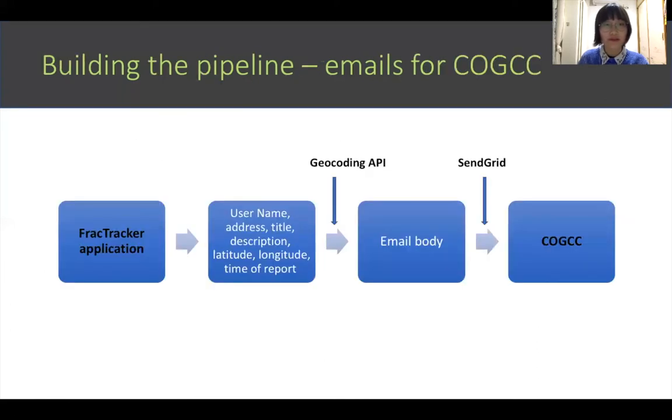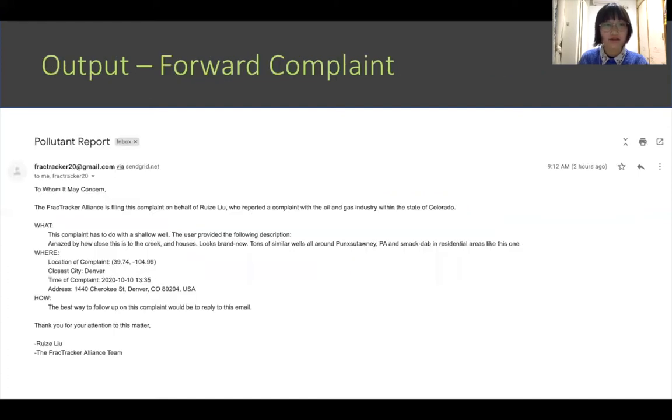Firstly, let's dive into the pipeline we use to send text email to COGCC. We start at the FracTracker application, where they provided us with a CSV file of the user information, location, and time of the report. By developing Python scripts using the geocoding API, we could get the nearest city and address given the coordinates, and then insert the data into the formatted email body and send the email to COGCC using SendGrid. And here is how the email looks using anonymous data.